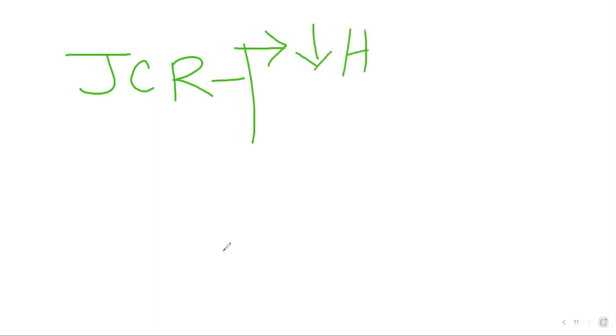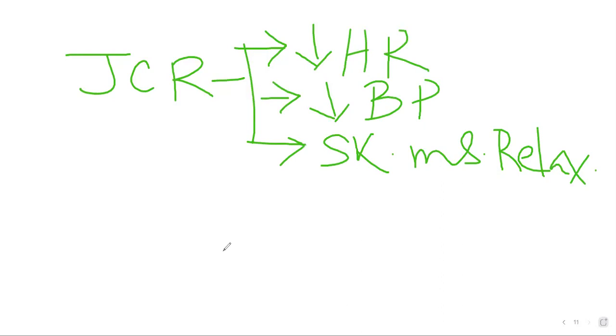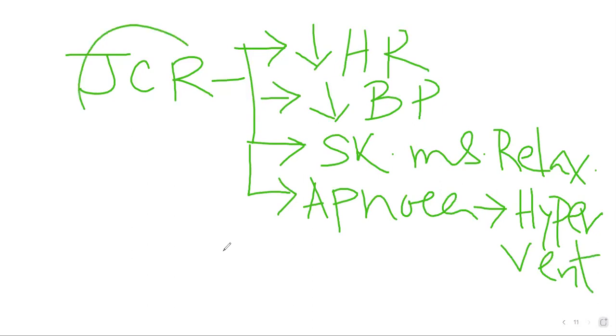Again, we can write down the juxtacapillary reflex. What are the final effects? There will be a decrease in the heart rate. Number one, there will be a decrease in the blood pressure. Number two, number three, skeletal muscle relaxation will occur. And number four, first there can be apnea due to cessation of ramp generation, followed by hyperventilation. So this is all about our J reflex, or the juxtacapillary reflex.